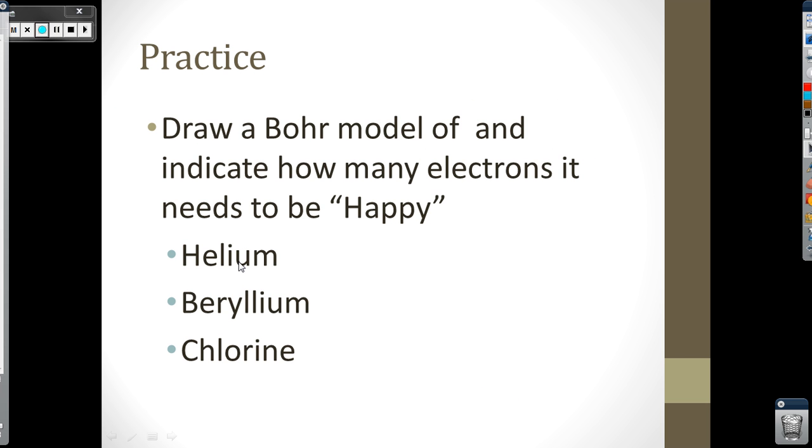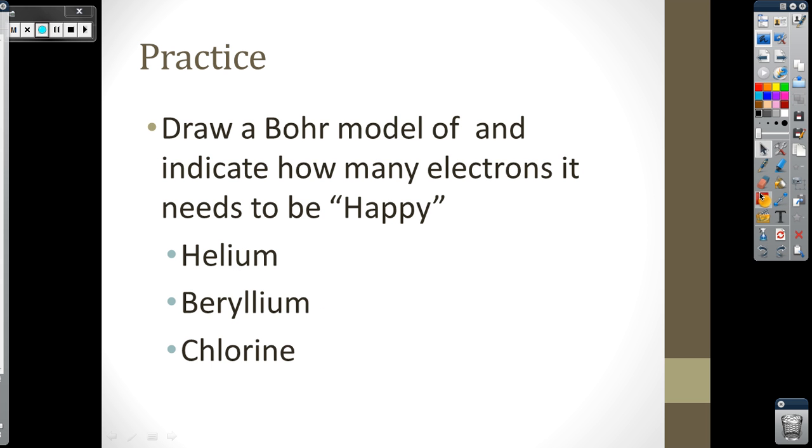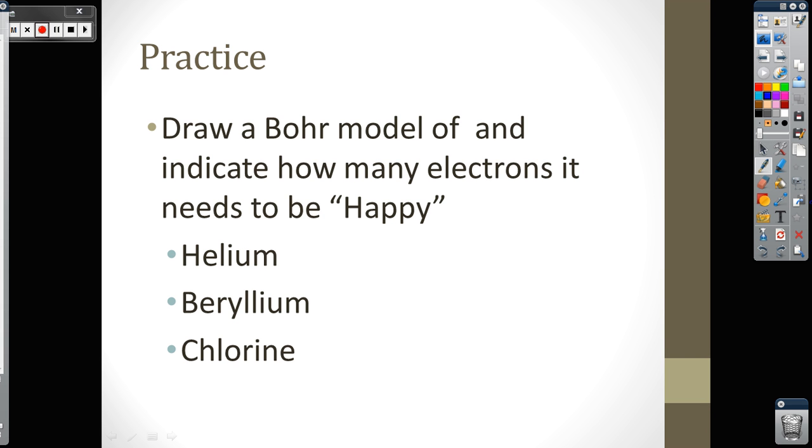So let's draw a Bohr model of helium, and we'll see what it looks like, and then we're going to figure out if it is a happy atom. And remember, happy means that the valence shell is full. If I look on the periodic table, I can see that helium has an atomic number of 2, and it has an atomic mass of 4.